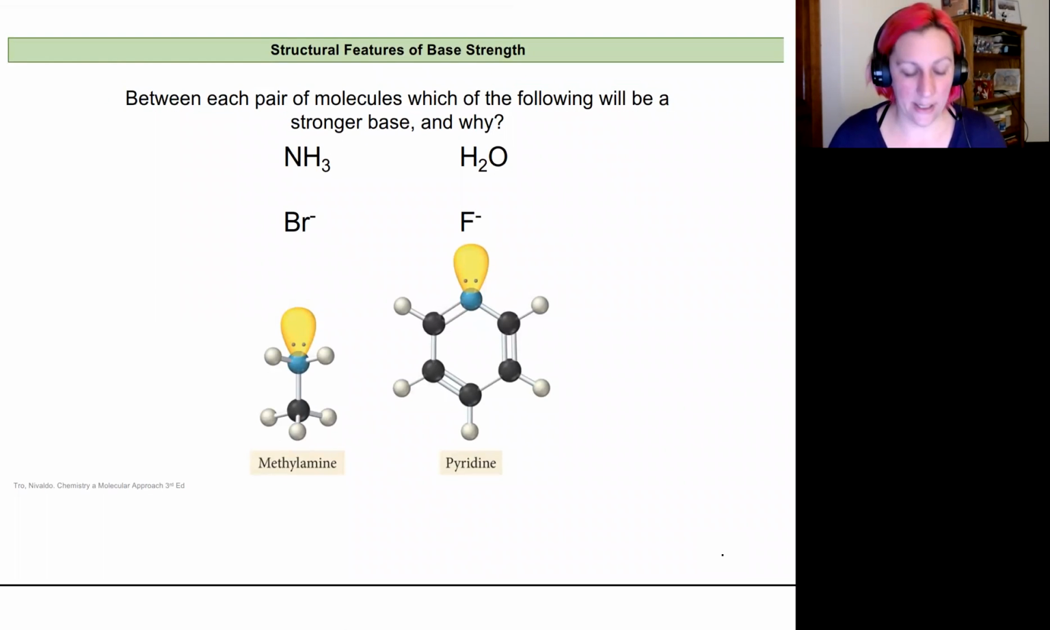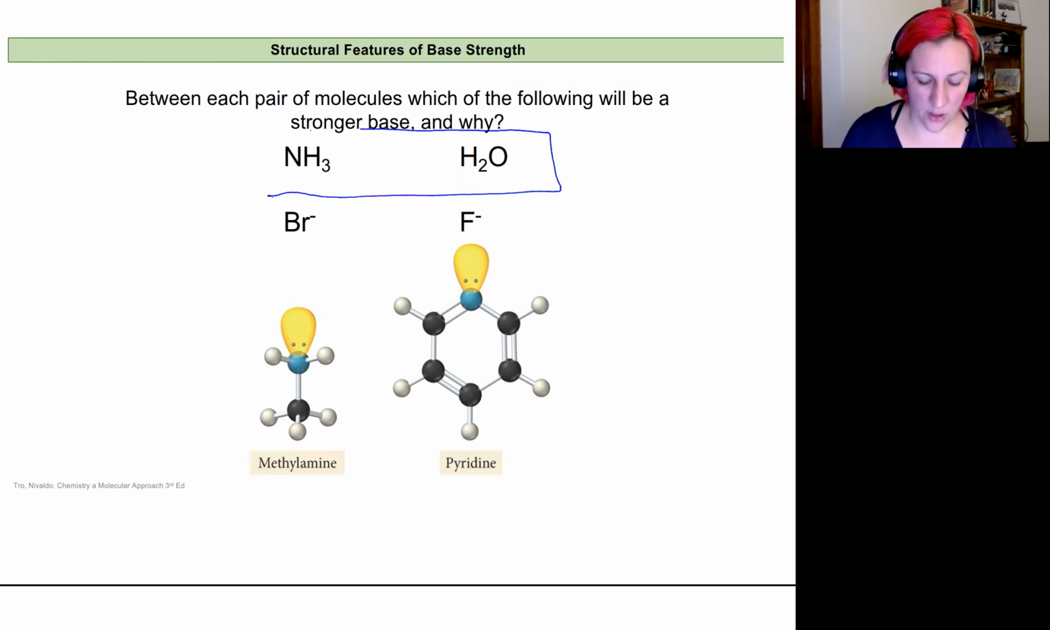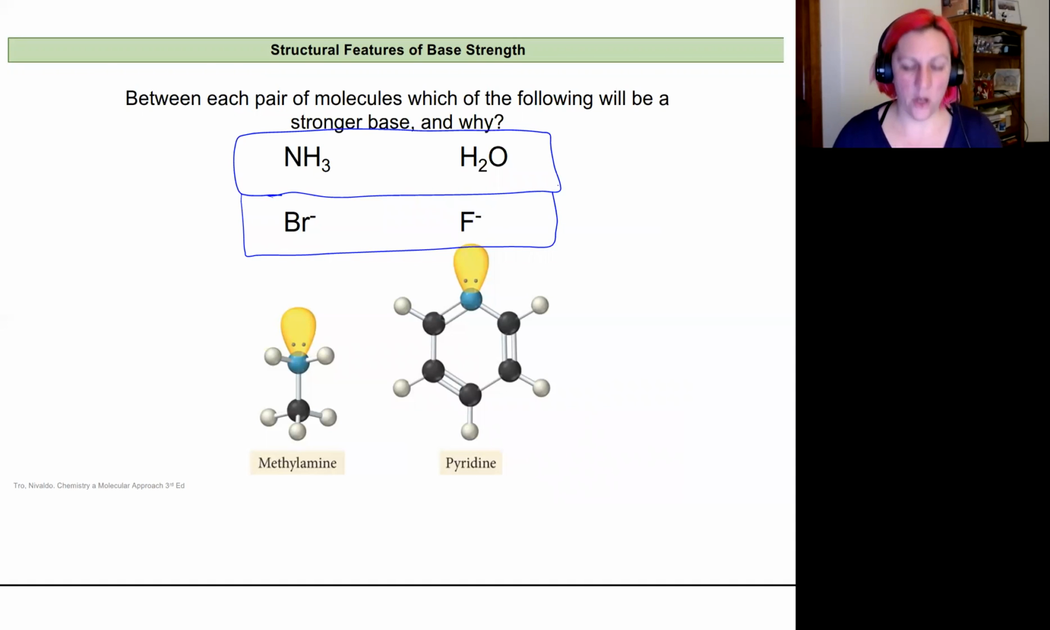So let's compare. First, we're going to compare water and ammonia. Then we'll do bromine and fluorine. And then we'll look at the lone pairs on methylamine and pyridine. So let's start with NH3 and H2O. We're looking at a lone pair on oxygen and a lone pair on nitrogen. In this case, there is no delocalization, right? There's no resonance structures for either of these molecules, so we don't have to worry about that.